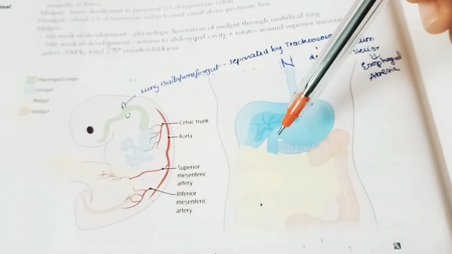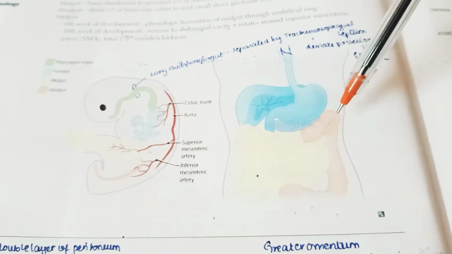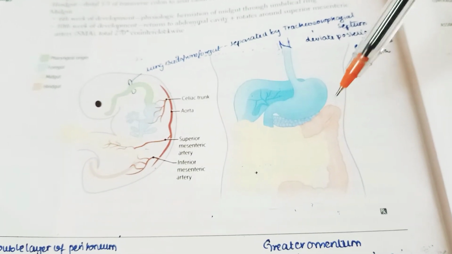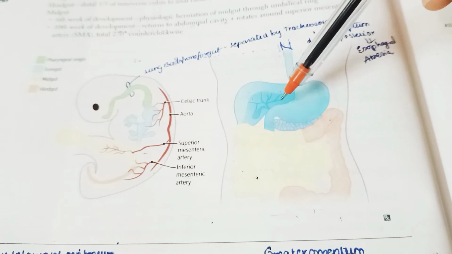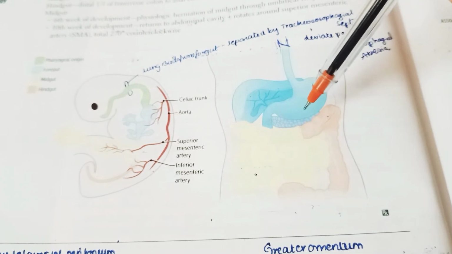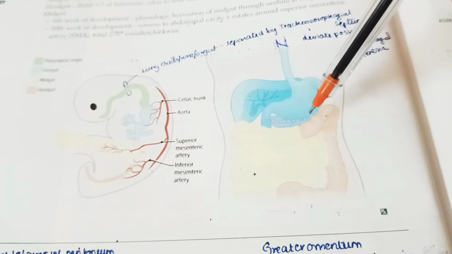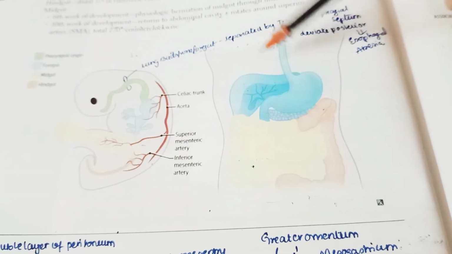And next, greater omentum. It is coming from the greater curvature of the stomach. From the greater curvature of the stomach there will come the greater omentum, which is a mesogastrium. So this lesser omentum is coming from the ventral mesentery, whereas this greater omentum is coming from the mesogastrium. And this is what we need to know. And the lesser omentum is between the stomach and liver, which is ventral mesentery.